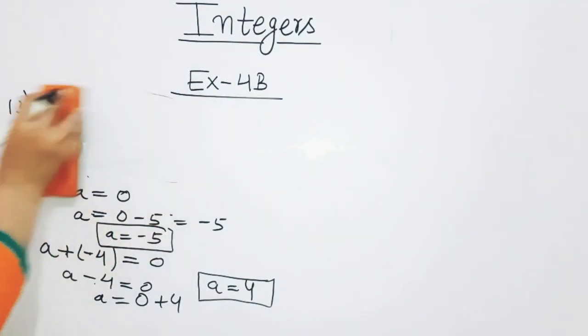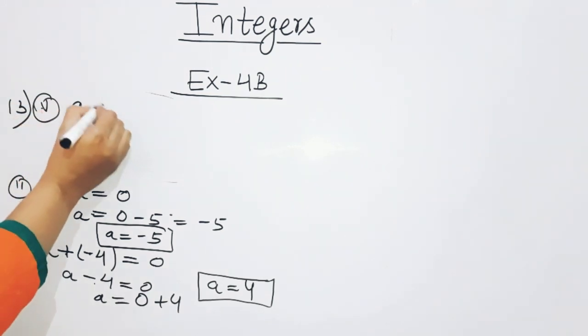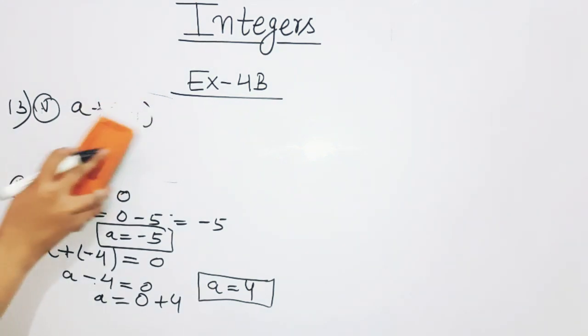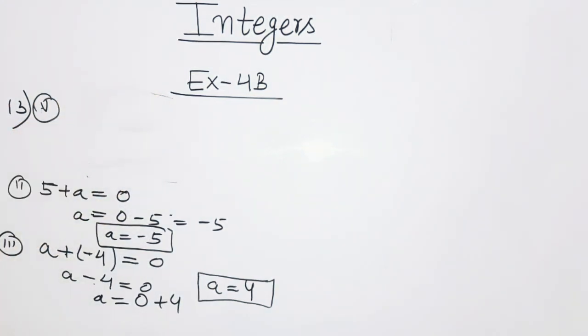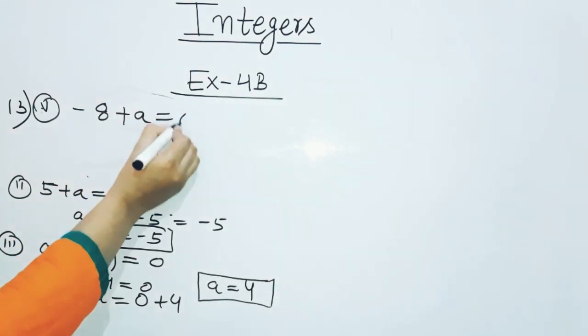Now coming to the fourth option. Please pay attention. So the fourth option is a plus minus 4. No, it's not minus 4. I have again written the third option. Fourth option is minus 8 plus a is equals to 0.